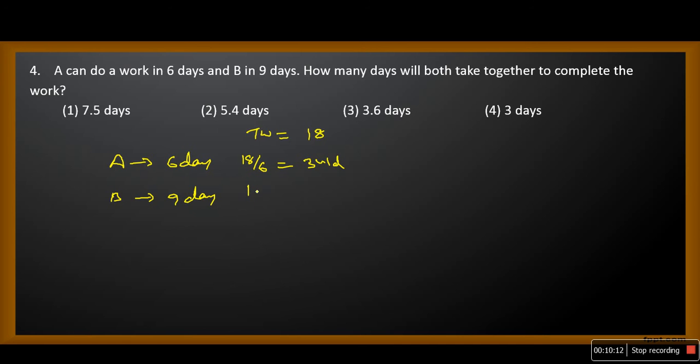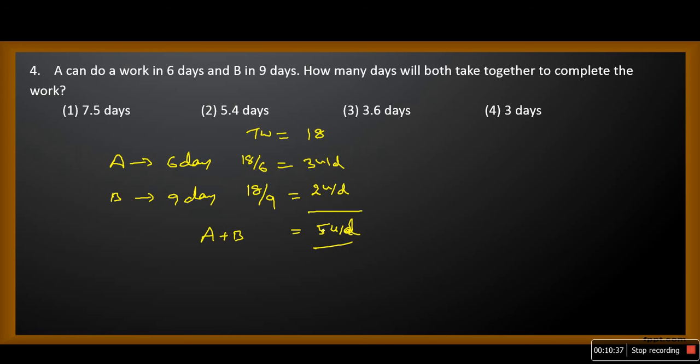Coming to B, B will take 9 days to complete 18 units. So per day it means 18 by 9, total work by number of days, that equals 2 units per day. A is doing 3 units per day and B is doing 2 units per day. A and B together will do how many units per day? 5 units per day. Simply adding these two, 5 units per day.